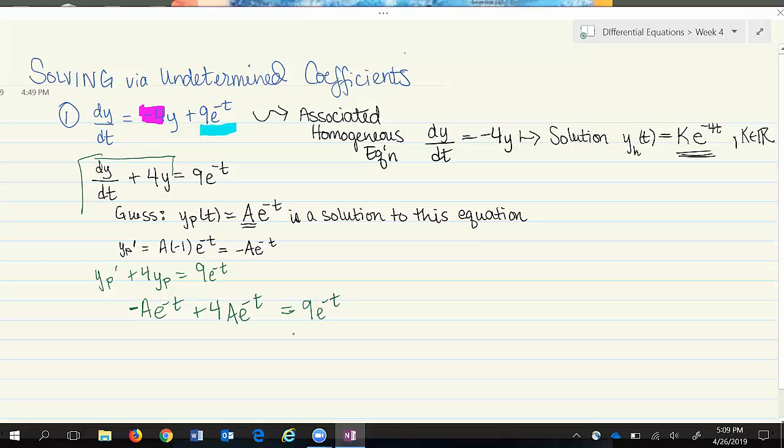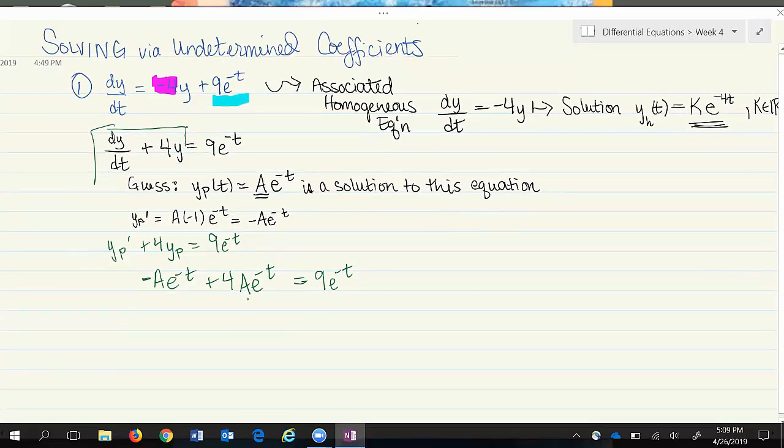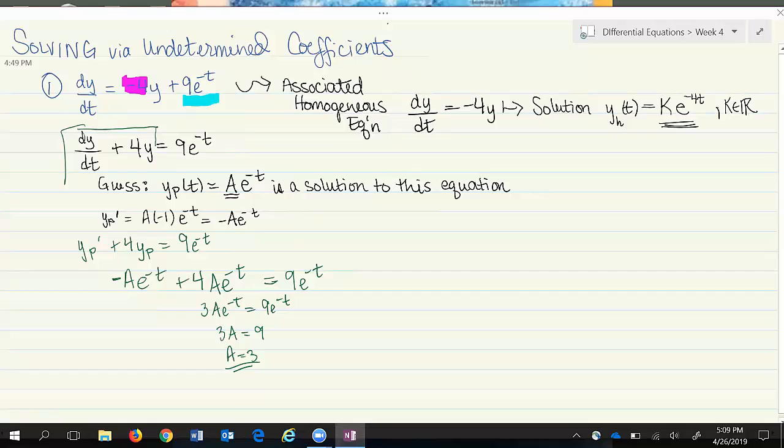So in this case now, all we're going to do is combine like terms. On the left, we get 3a times e to the minus t equals 9e to the minus t. And therefore, 3a must be 9, and so a is 3. So what this is telling us is that I stuffed that into the equation, and this function that I said was a solution, 3e to the negative t, is a solution to my equation.